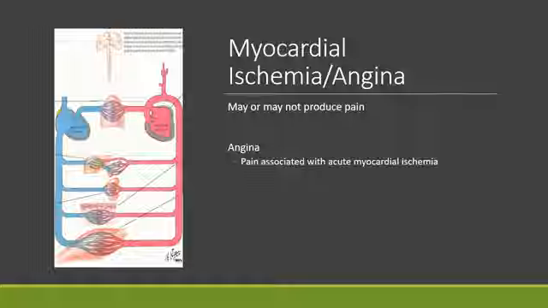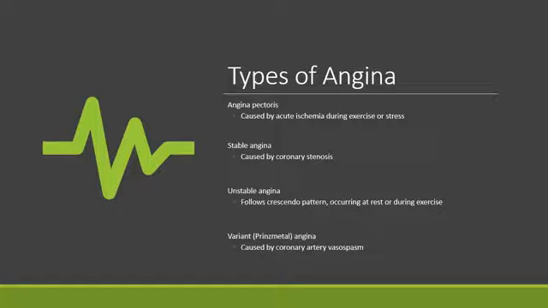With angina, this is where we see pain associated with acute myocardial ischemia, and that will resolve with rest. Now, there are different types of angina. A couple different types we'll talk about. We have angina pectoris, stable angina, unstable, and then this variant or Prinzmetal angina. Now, angina pectoris is caused by acute myocardial ischemia that happens during exercise or stress.